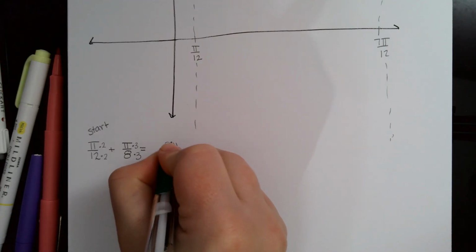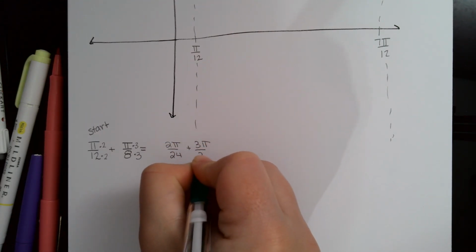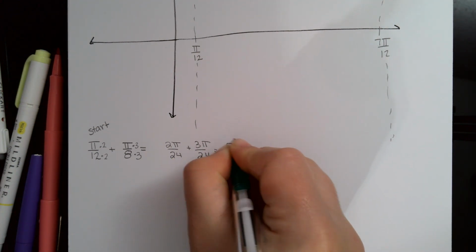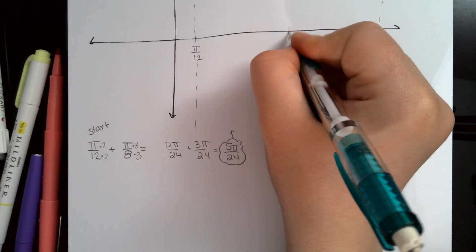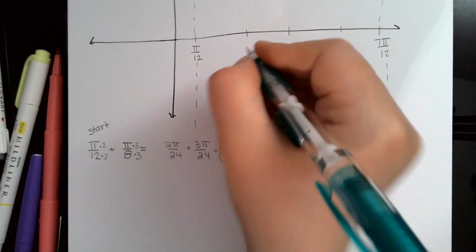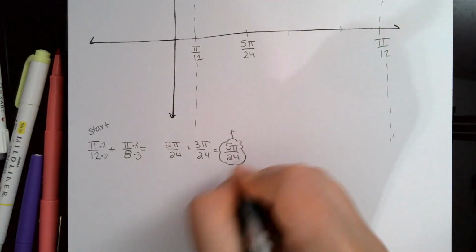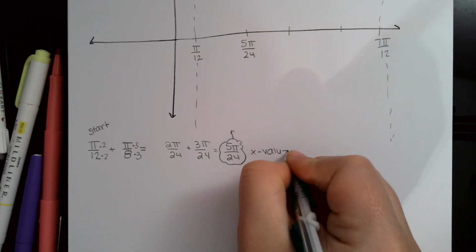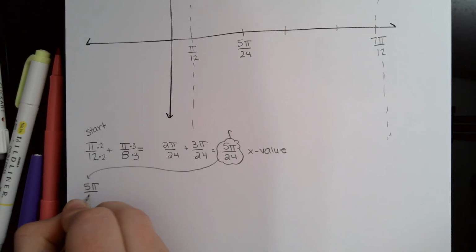So we get 2 pi over 24 plus 3 pi over 24. So we get 5 pi over 24. This here, you're going to write it as your next value, and that's going to be 5 pi over 24. If you can simplify, go ahead and simplify. Right, this one cannot. We're going to pick up that value, 5 pi over 24.